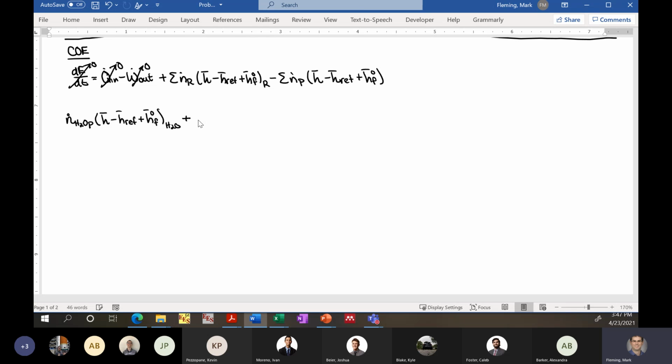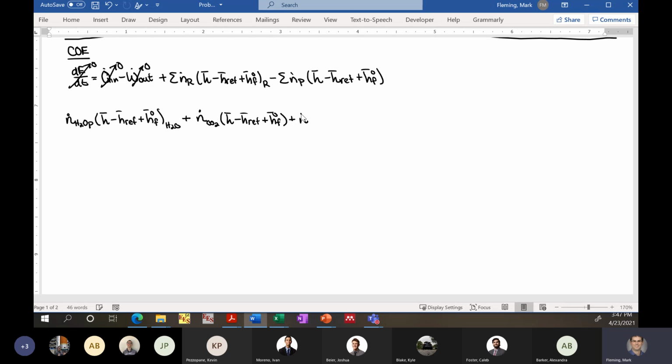We then are going to have the molar flow rate now for, what's the next one? CO2. And so we'll do CO2. And then we'll have the enthalpy minus the enthalpy of the reference state plus the enthalpy of formation for CO2.